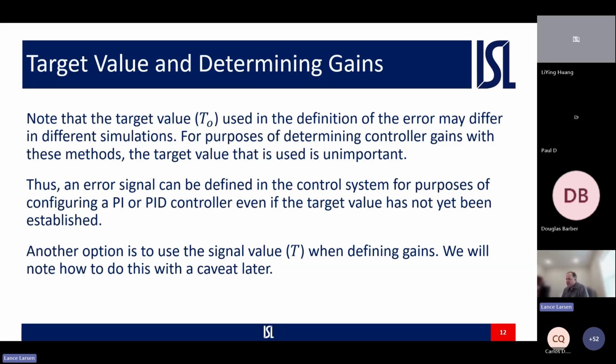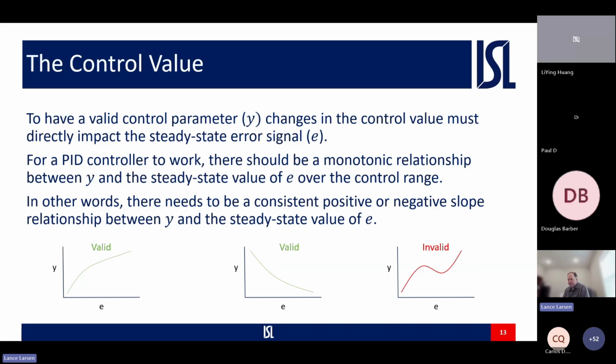But another option is to directly use the signal without an error defined. And we'll note how to do this later with another caveat. So in order to have a valid control parameter, the changes in the control value must directly impact the steady state error signal. So there's got to be some relationship: if I change the control, it's going to change the error.